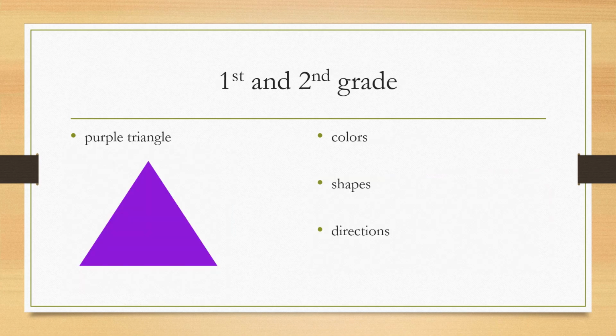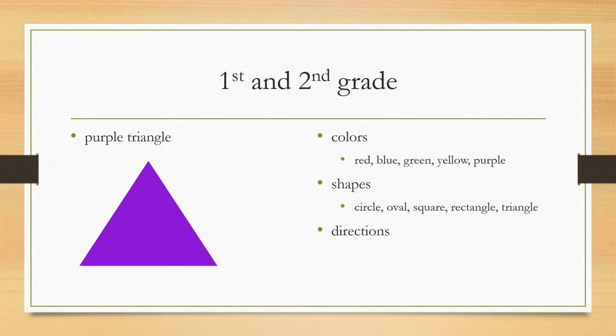Here we have a purple triangle. This shape is a triangle. Its color is purple. Just a quick review. The colors we saw were red, blue, green, yellow, and purple. And the shapes that we saw were circle, oval, square, rectangle, and triangle.